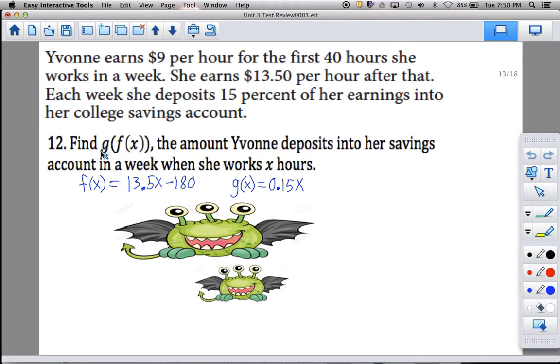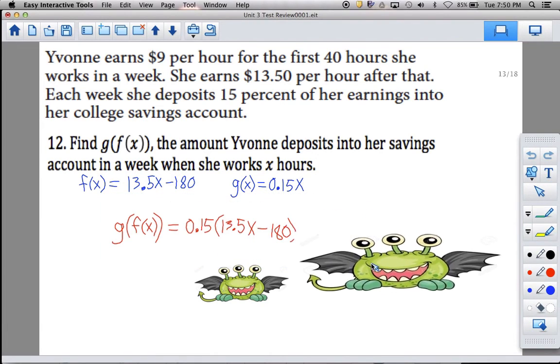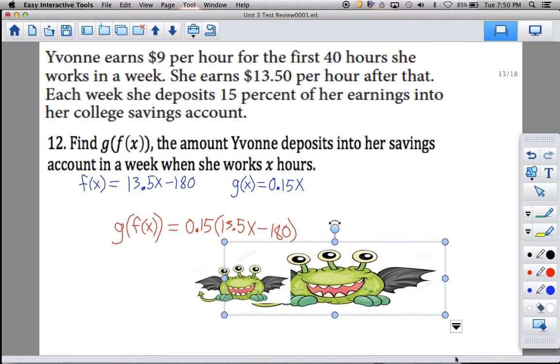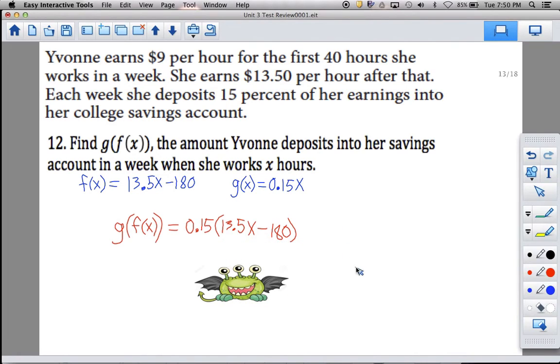create a composite function g of f of x. When you first set it up, it's going to look like this. Let me get rid of this big monster. So you're taking your f of x, putting it inside your g of x. So you get this. You can go ahead and distribute that to simplify it, and your final function would look something like that.